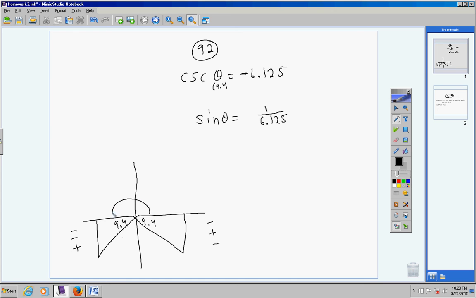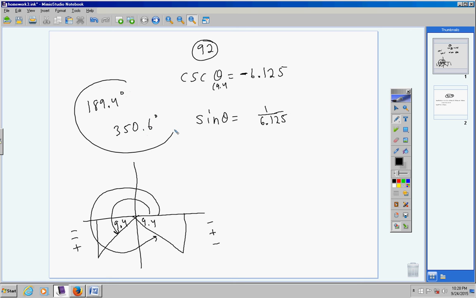Go from here to 180 plus 9 more is 189.4. Here I go all the way around. I don't quite go to 360, so I take 360 minus 9.4, and I get 350.6. These are good problems, guys. They're making you think, okay? Back it up and watch it again if you need to.